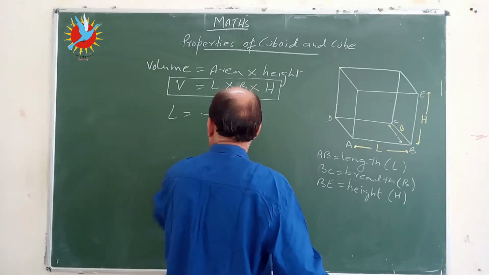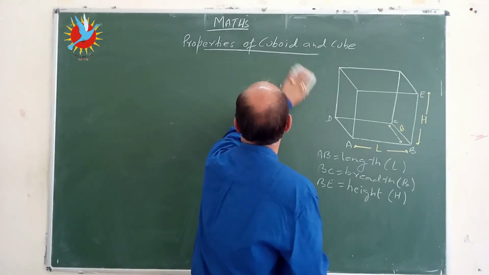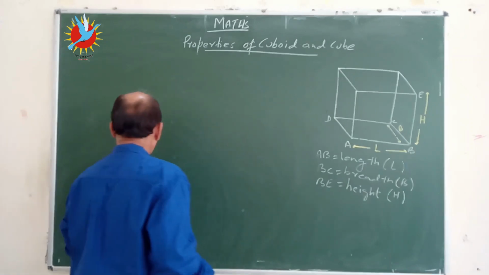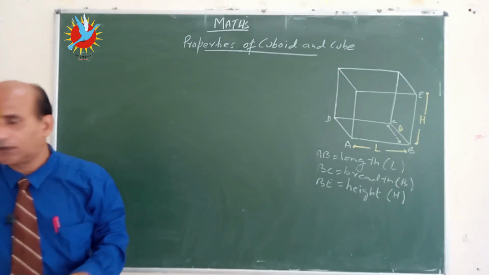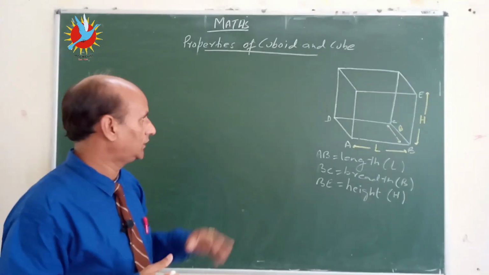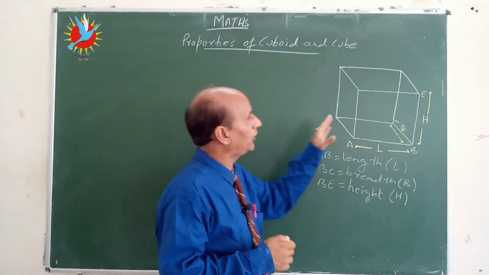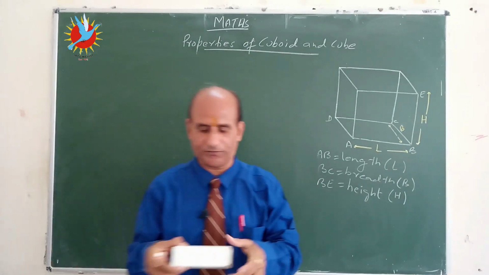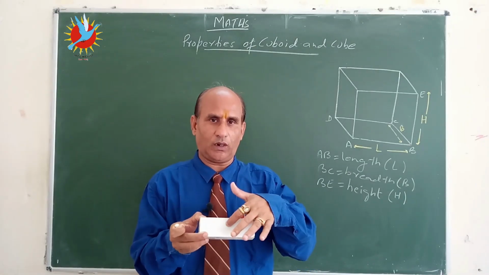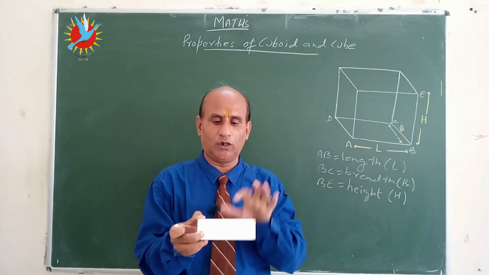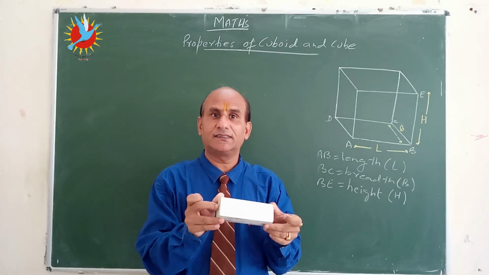Similarly, let us consider how to find the total surface area of the cuboid. Now, how many surfaces does this cuboid have? This has 6 surfaces, just like this duster. This also has 6 surfaces. One, and just opposite of this is this one. 1, 2, 3, 4, 5 and 6.